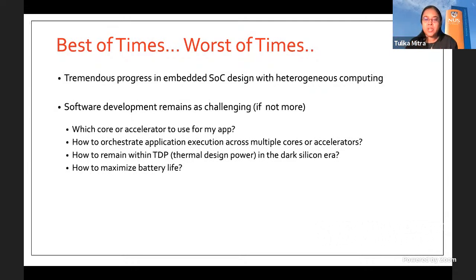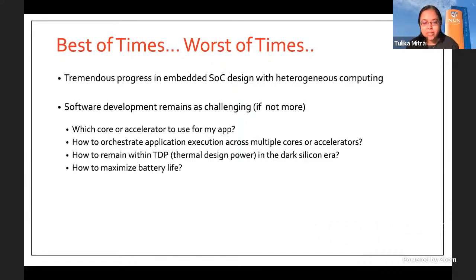We were already struggling in designing parallel software for homogeneous computing systems, and now you throw in heterogeneous computing systems. There are a number of other questions that you need to answer. First is that given an application, which one should I choose? I have so many choices. Which core or accelerator should I go for? And sometimes you should not execute it on just one type of core, but maybe you get the best performance and power efficiency if you can orchestrate the execution across multiple cores or accelerators.